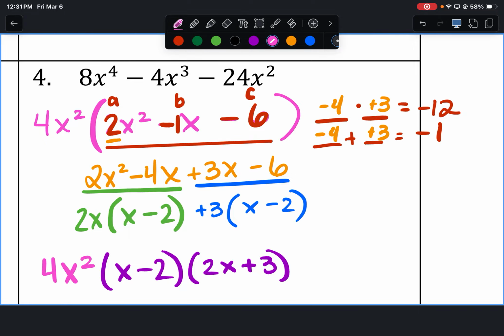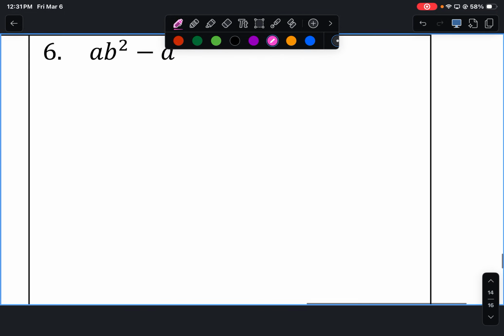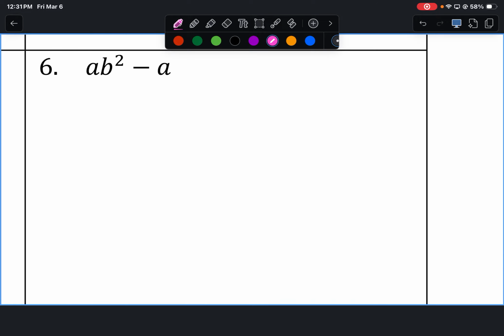Now, number 6. So number 6, we have how many terms right now? 2. Does that have a GCF? Yes, a. So if we take out a greatest common factor of a, what does that leave us with? Negative 1. Because what is anything divided by itself? 1. And if one of them's negative, it's negative 1. Now, what is this? Difference of squares. So that's what I mean by difference of squares like to hide. It will not be obvious from the get-go usually.